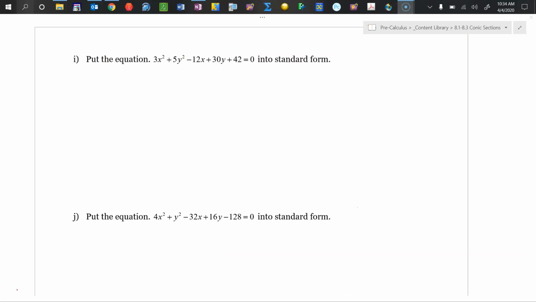All right, you will see we skipped the two problems on parametric equations. That's because of the remote learning days. If we were in a regular class, we would do those, but we're going to skip that stuff for now.